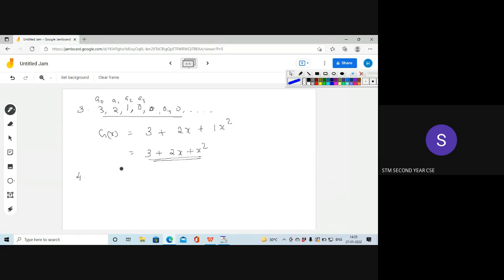Now I'm going to give you another sequence, the fourth sequence. From this next sequence onwards, we have to do some derivation and all. So the fourth sequence given is 1, 1, 1, 1, etc.